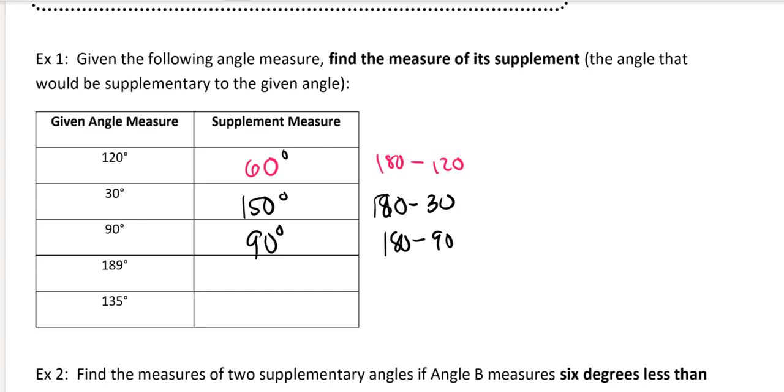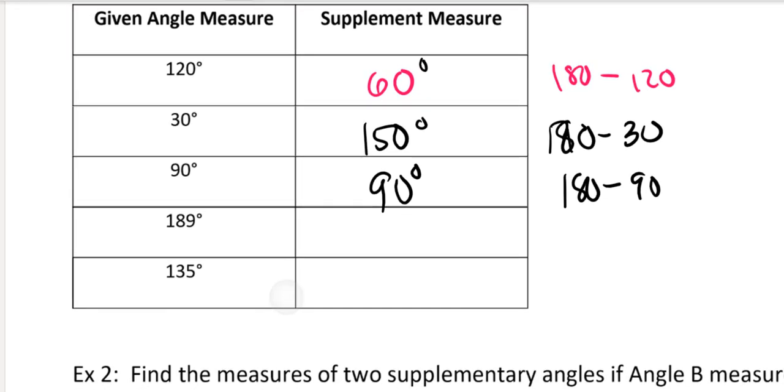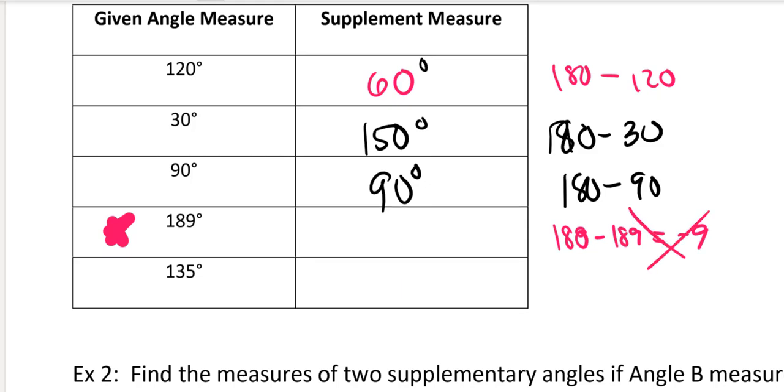And I've got one other angle here. Ooh, this is a little challenging one, so I want you to think about this for a moment. A lot of people would want to say, oh, if I do that arithmetic, 180 degrees minus 189, that just gives me -9. Nope, cannot be negative. Not in this course. You do not learn about negative angles.